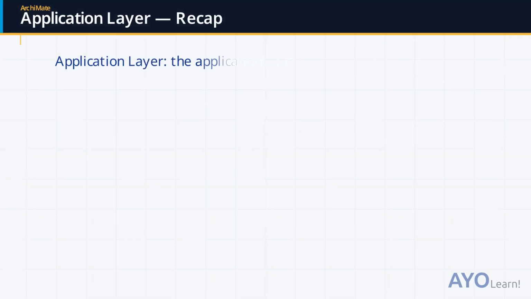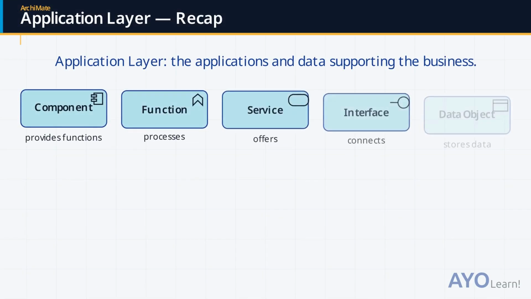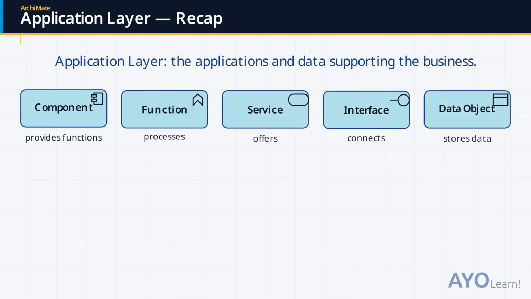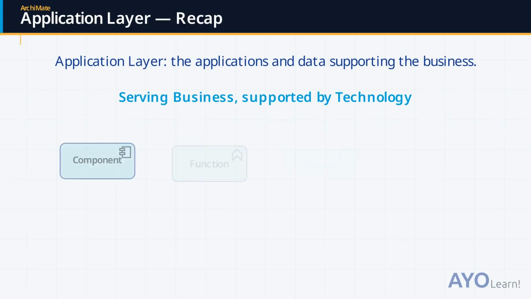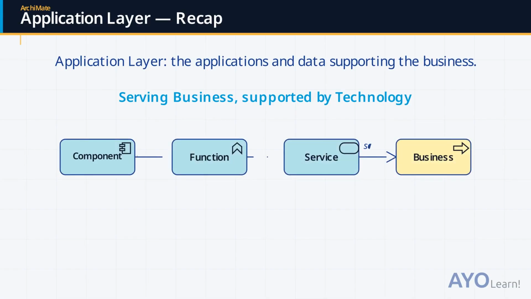The application layer captures the applications and data supporting the business. Components provide functions, functions process them, services offer them, interfaces connect, data objects store information, serving business, supported by technology.